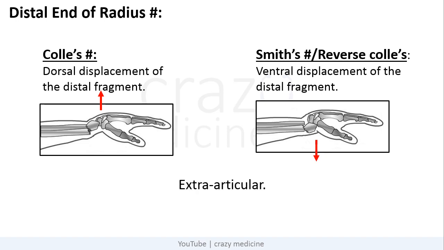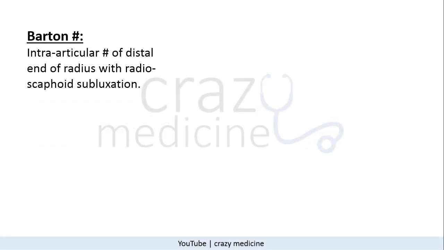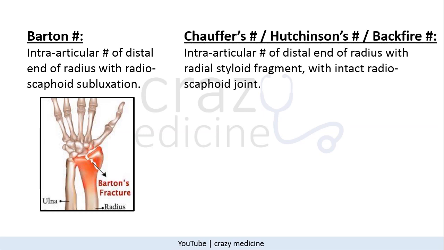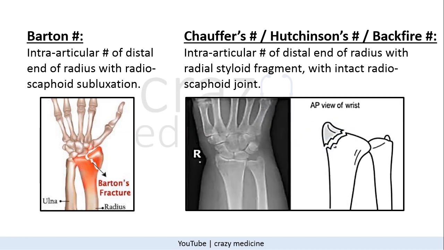These both are extra-articular fractures. Next is Barton's fracture. It is also a distal end of radius fracture, but it is an intra-articular fracture with radiocarpal subluxation. And last distal end of radius fracture is Chauffeur's fracture, which is also known as Hutchinson's or backfire fracture. It is also an intra-articular fracture of the distal end of radius with radial styloid fragment with intact radiocarpal joint. Remember friends, Colles and Smith's are extra-articular fractures and Barton's and Chauffeur's are intra-articular fractures.